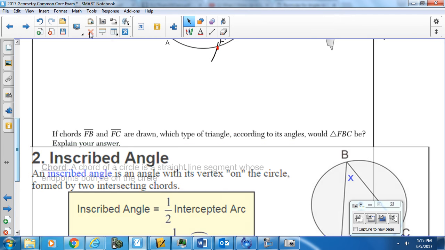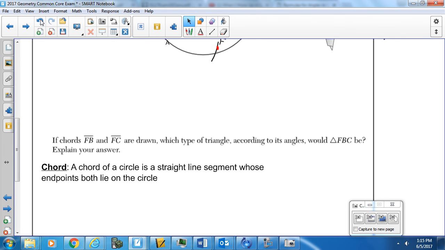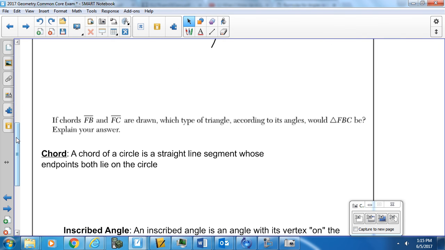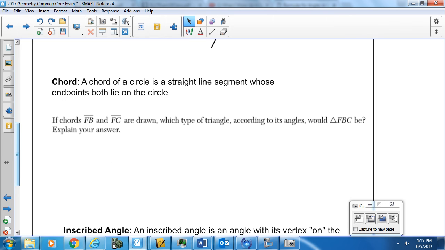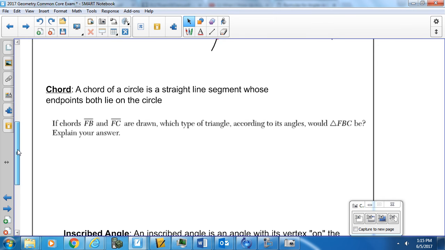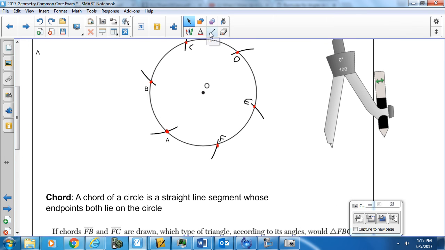Let me get rid of this first here. Okay, it says if chords FB and FC are drawn, which type of triangle, according to its angles, would triangle FBC be? Explain your answer. So what I want you to do is write this definition of a chord. A chord of a circle is a straight line whose endpoints both lie on the circle. So we're going to draw in FB and FC. All right, so let's go ahead and do that.